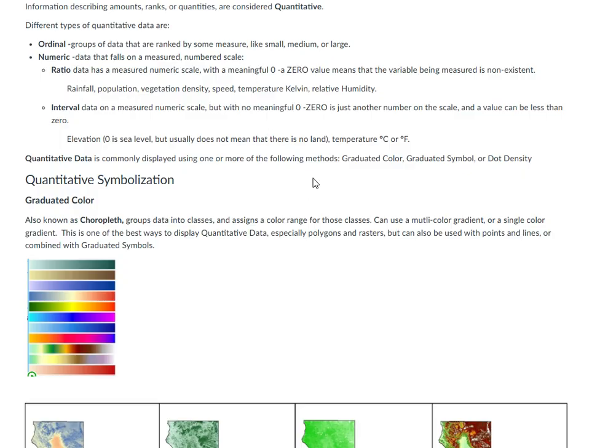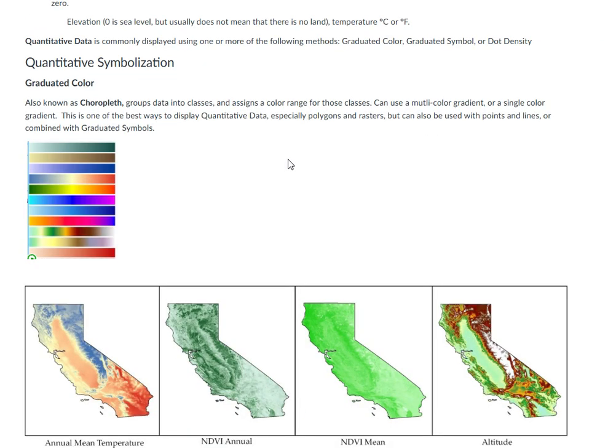Now quantitative data is most commonly displayed with either graduated color, graduated symbol, or dot density. Graduated color and symbol kind of work the same way. You have a color or symbol that increases in size or intensity to represent changes in value. With color, you can have one color that goes from dark to light or light to dark, increases in intensity. You can have two colors that range, so dark blue to light blue to yellow to light red to dark red. And you can have multiple colors.